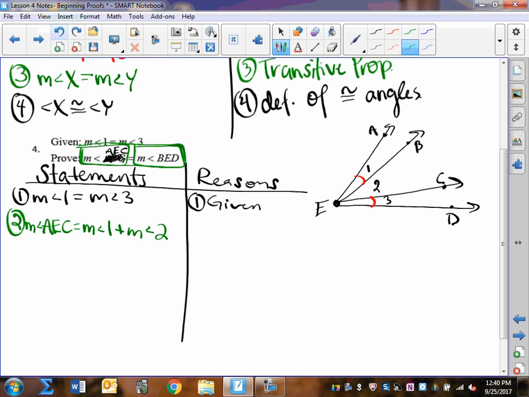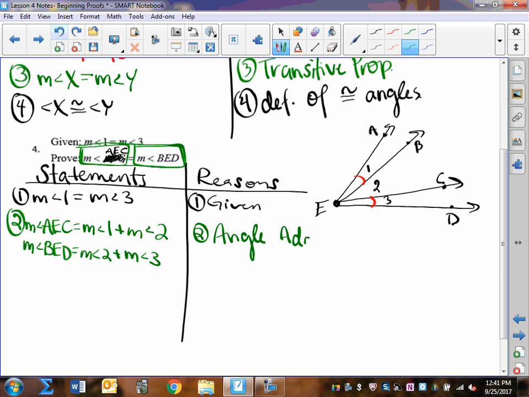But we're going to have to also do this for BED. So since we're doing the same thing, let's just go ahead and list it here. So measure of angle BED, and that's made up of 2 and 3. And what was my reasoning for both of those? Angle addition postulate. A common one in our early days of geometry.